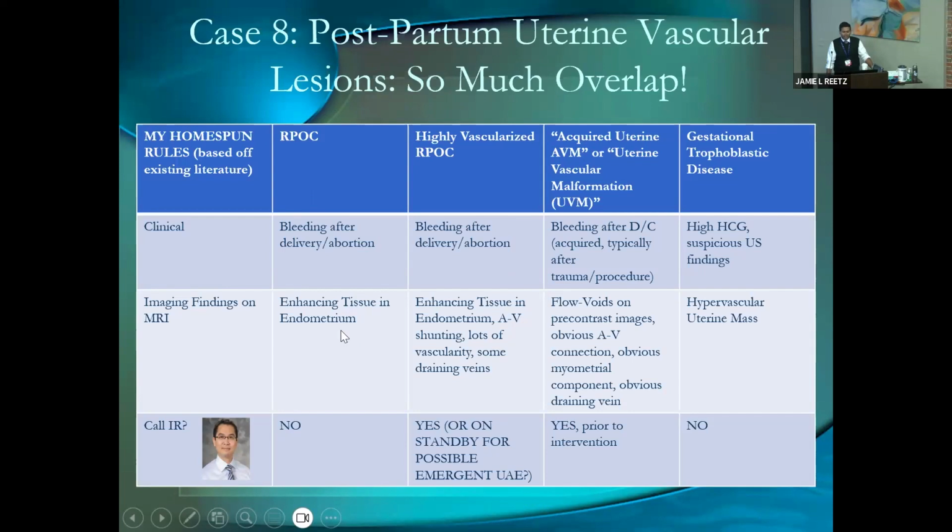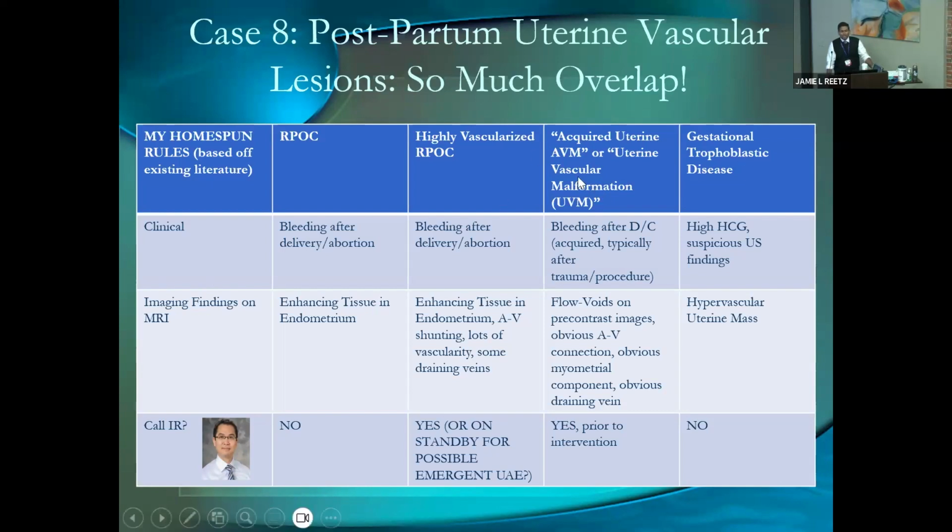It usually has a very obvious finding on ultrasound. And gestational trophoblastic disease usually has very clinical findings and also very good findings on ultrasound and MRI. But this highly vascularized RPOC versus what was usually called a uterine AVM, we're trying to get away from that. We want to start calling it acquired uterine AVM or uterine vascular malformation, more of a catch-all term. Because when you think of AVM, you think of something congenital. We're thinking about something acquired in the setting of postpartum hemorrhage. The key here for this patient was she was status post D&C. So maybe something got nicked, a vessel and an artery joined together. You had an AVM that way.